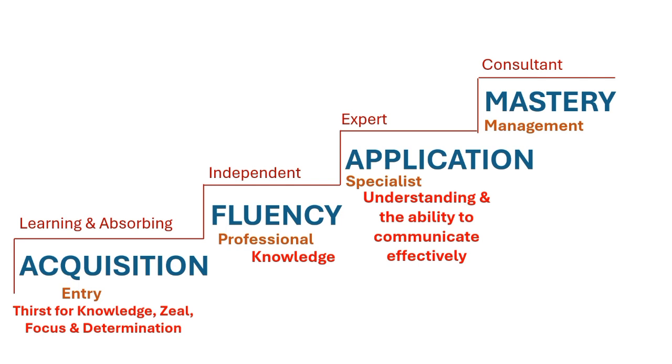You can work independently without interference from anybody, without team collaboration. Now, the expert phase is different from the fluency phase. That is, the application phase is different from the fluency phase because in this phase, you are using what is called understanding and the ability to communicate effectively. At this phase, you are not only using the knowledge that you have acquired in the acquisition phase. You are not only interpreting the knowledge that you have applied in the fluency phase. You are also bringing in what is called understanding and the ability to communicate it.